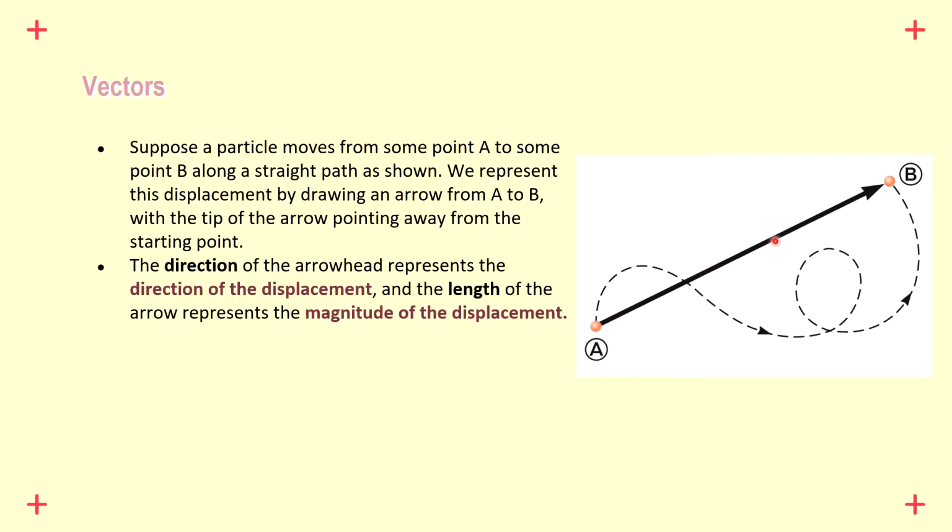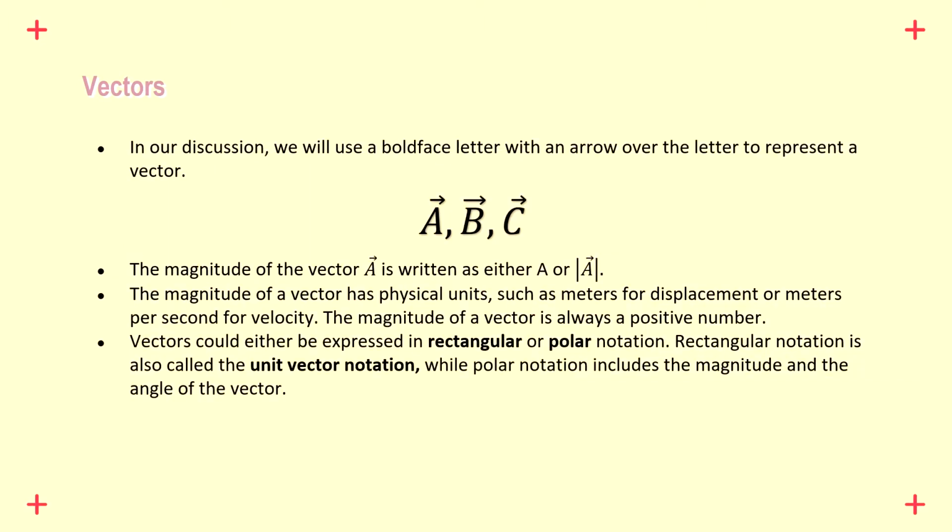We represent this displacement by drawing an arrow from A to B with the tip of the arrow pointing away from the starting point. No matter even if the particle has to move along this path, which is obviously not a straight line, the displacement is still the shortest distance from the start position to the end position. The direction of the arrowhead represents the direction of the displacement, and the length of the arrow represents the magnitude of the displacement.